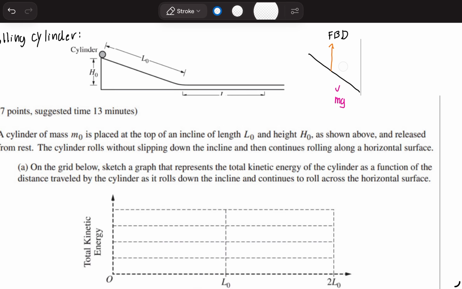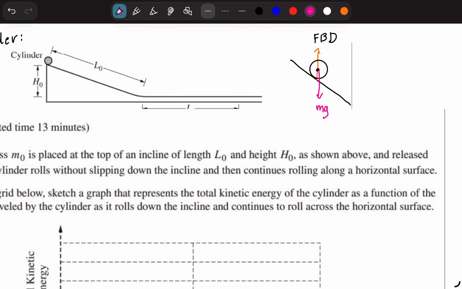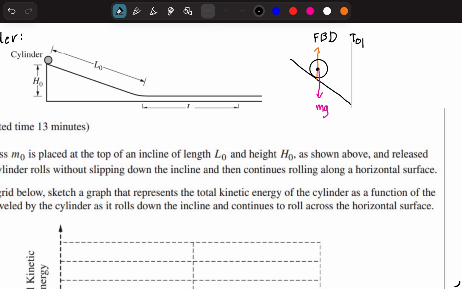This is like a better representation, so mg. So you also have the static friction Fs, because right now it's at the top. So this is the FBD at the top. When it's at the top, that means that there's friction that is keeping it from sliding down. And because the object is not in motion yet, the static friction is going to exist and it's not going to be kinetic friction yet.